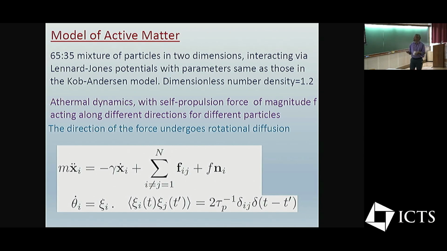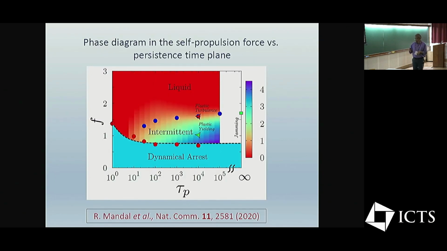Why do we look at this limit? Because earlier we have done some studies where we look at these two variables, the magnitude and the persistence time, and look at dynamics of the system in different regimes. And one finds different kinds of phases of the system. One has a usual liquid, one has a dynamically arrested phase, which typically one calls the glass. And then there are intermittent phases and so on and so forth. This was done some time ago, so I'll not really go into the details of this phase diagram.